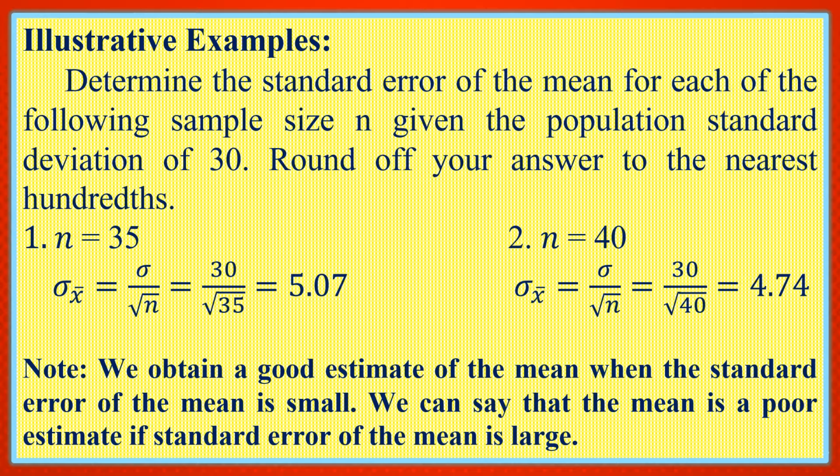Take note that we obtain a good estimate of the mean when the standard error of the mean is small. We can say that the mean is a poor estimate if the standard error of the mean is large. So in these two examples, we could say that number 2 is a good estimate.